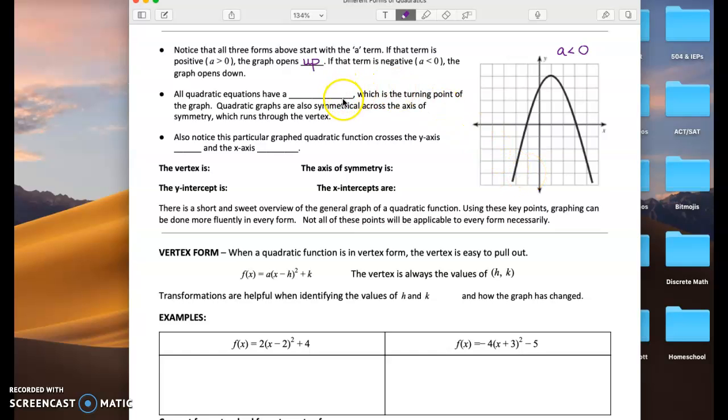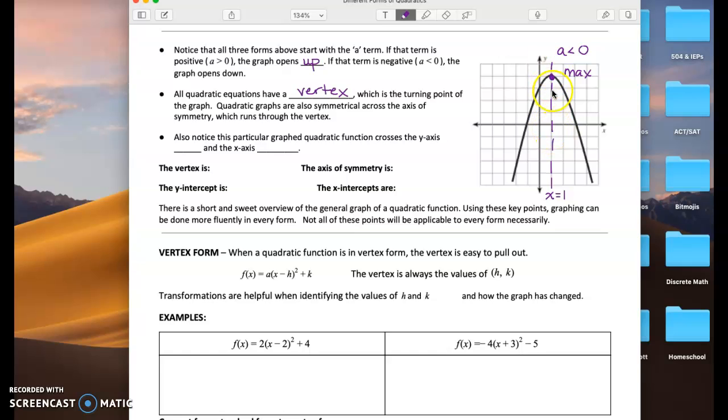All quadratic equations have a vertex. So that is, again, the turning point of the graph. It's either going to be a maximum or a minimum. In this case, this one would be a maximum because it's a high point on the graph. And then remember that we talked about the axis of symmetry, so the line where we can fold that parabola in half, and the graph would be exactly symmetrical on both sides. So on this one, it's x is equal to 1.